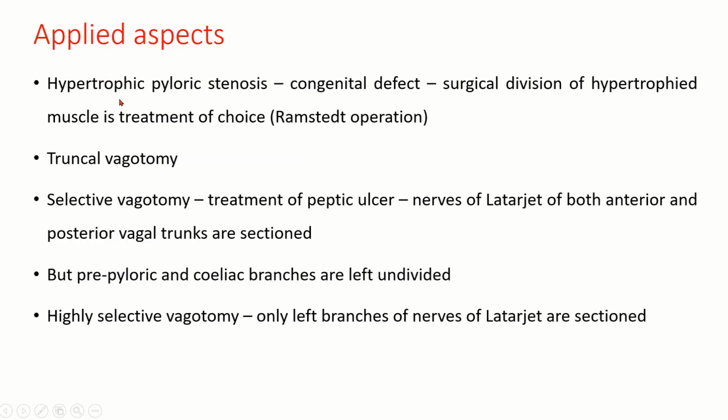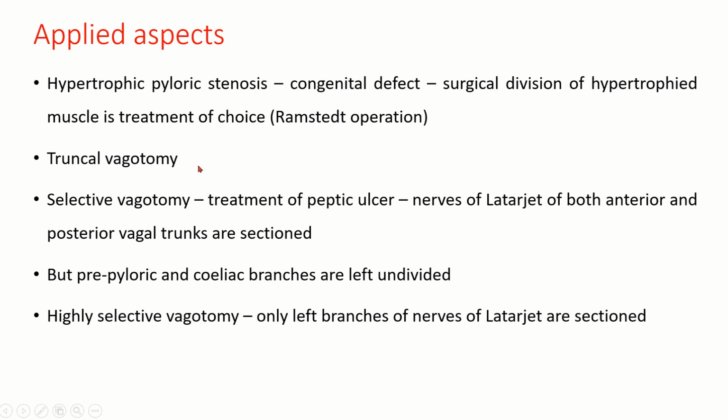Applied aspects: hypertrophic pyloric stenosis. It's a congenital defect. So surgically the hypertrophied pyloric muscle has to be divided. This procedure is called Ramstedt operation. Then if you see the treatment for gastritis non-responsive to the medical line of treatment, you can go for surgical treatments like truncal vagotomy, selective vagotomy, and highly selective vagotomy.